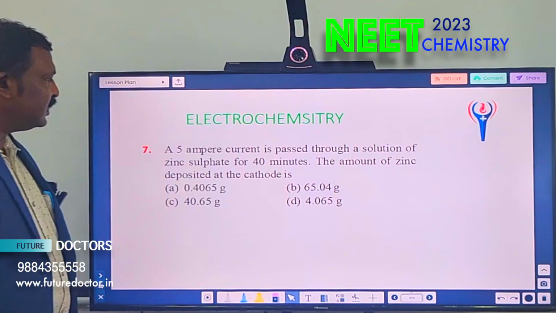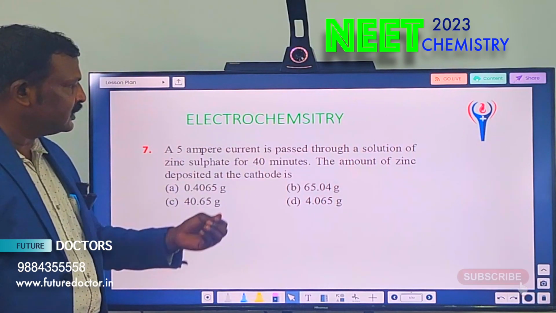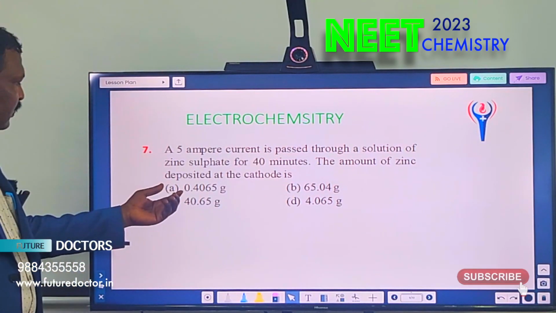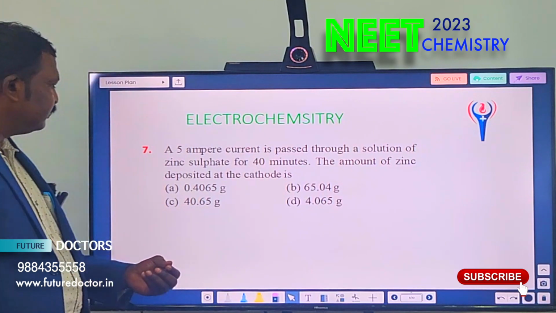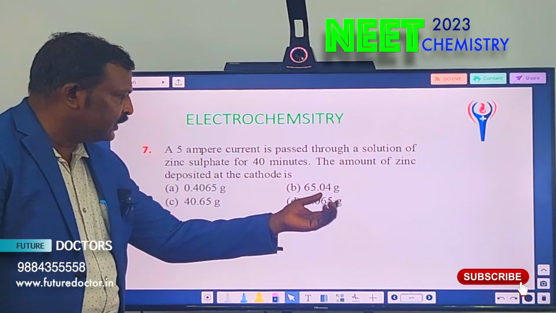Next one. Seventh question. A 5 ampere current is passed through a solution of zinc sulfate for 40 minutes. The amount of zinc deposited at the cathode will be dash. Option A 0.4065 gram. Option B 65.04 gram. Option C 40.65 gram. Option D 4.065 gram.